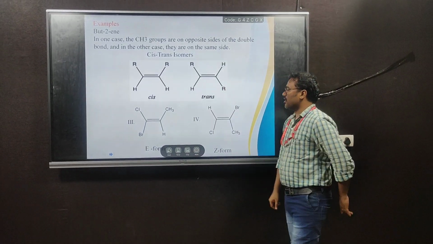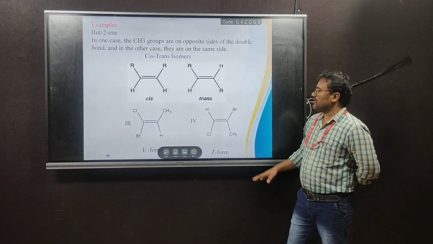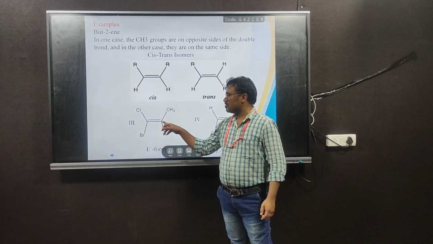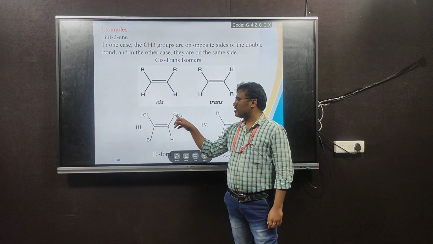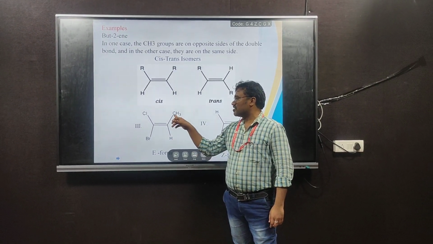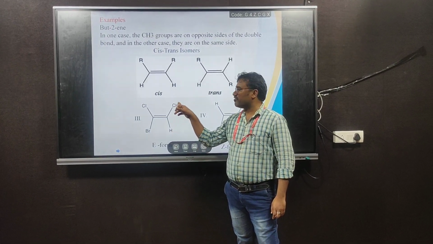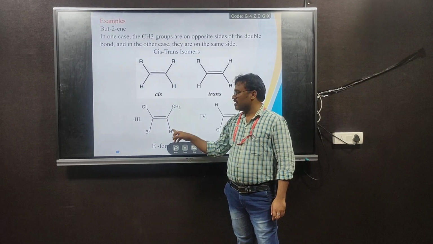You see E form and Z form. How can we distinguish E form and Z form? You see the carbons, this is C1 and C2. We have to give the preference, more preference. CH3, here H3. As carbon has higher atomic number, hydrogen has less atomic number, so we have to give more preference to the carbon. So this is number 1, this is number 2.